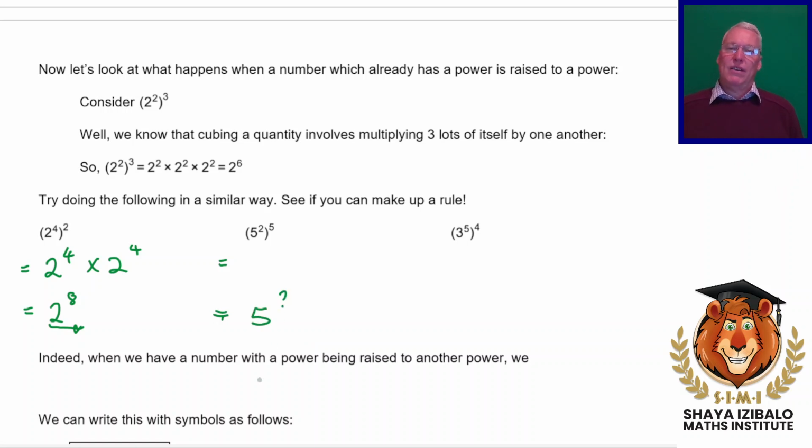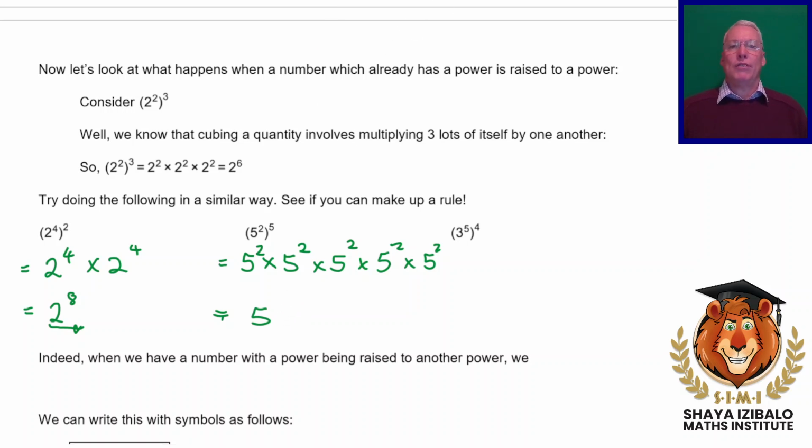5 to the what? I've got an idea of what it is, but let's write it out. What does it mean to raise something to the power 5? It means to multiply it by itself 5 times. 1, 2, 3, 4, and 5. What's our final answer going to be here? It's going to be 5 to the 2 plus 2 plus 2 plus 2 plus 2, or 5 times 2. It's going to be 5 to the 10.